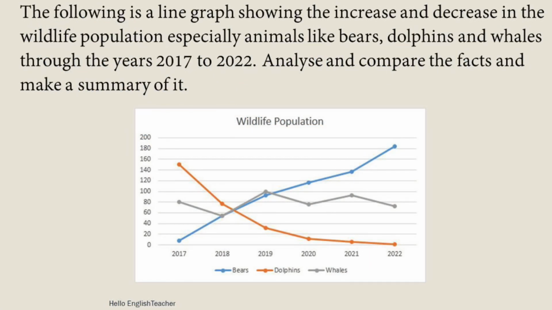So, here is one example question if you would like to work on it. The following is a line graph showing the increase and decrease in the wildlife population, especially animals like bears, dolphins and whales through the years 2017 to 2022. Analyze and compare the facts and make a summary of it. And you can see a line graph here. You can see the blue line is depicting the increase in the population of bears. The yellow line is for the dolphins and the grey line is for the whales. So, you can look at the number of animals that have increased or decreased through the years and then understand it and write the summary in the way I have showed you.